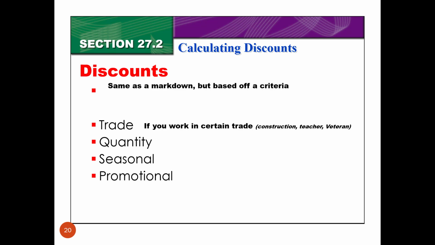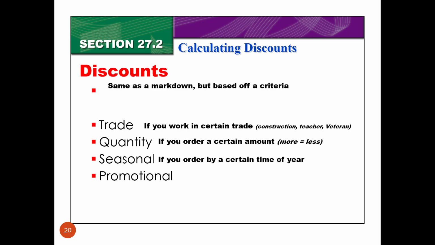The next type of discount would be a quantity discount. So if you order a certain amount or if you order more, they'll actually give you a bit of a discount based on how much you order. Seasonal discounts are if you order by a certain time of the year. So for example, I might get a seasonal discount on a snowblower if I order that before the month of November. And finally, we have what are called promotional discounts, and those are just either coupons or actual sales that are running from our form of promotion, which in this case is going to be advertising.